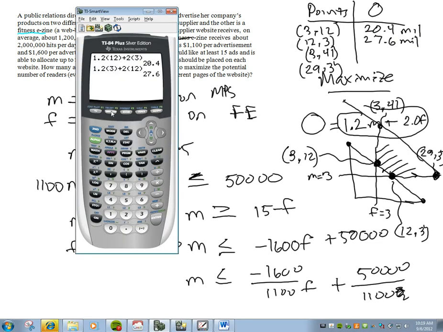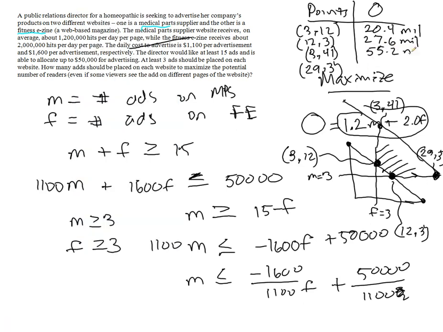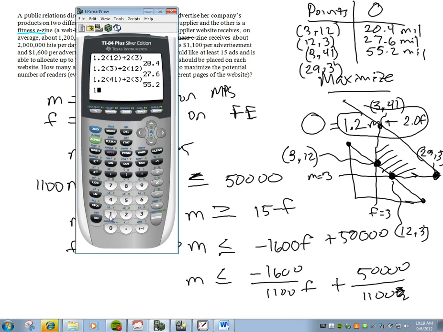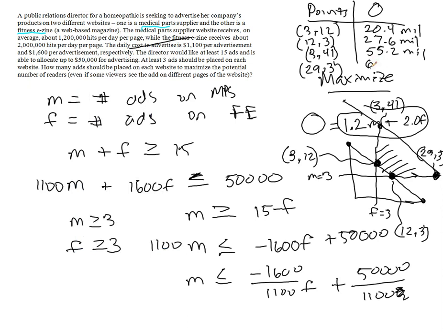So far 12 comma 3 is the winner, and now we'll do 1.2 times 41 plus 2 times 3, which we probably expect to be a little bit higher, 55.2 million. And finally we'll do the same thing, 1.2 times 3 plus 2 times 29, and that tells us that 61.6 million viewers would be reached.